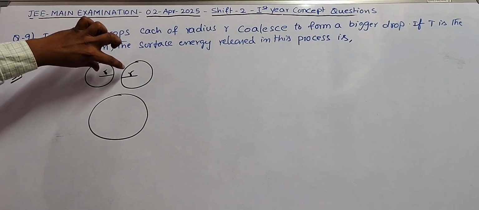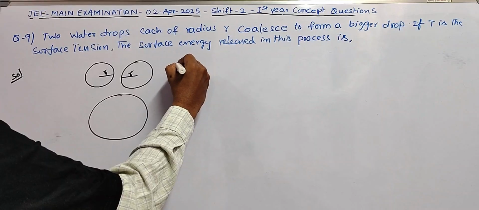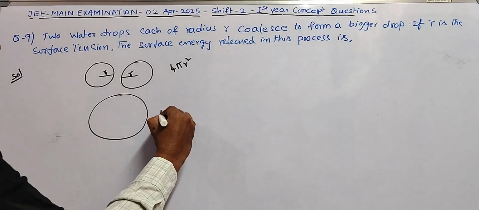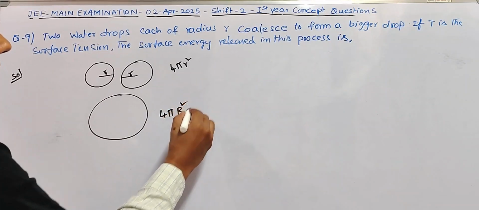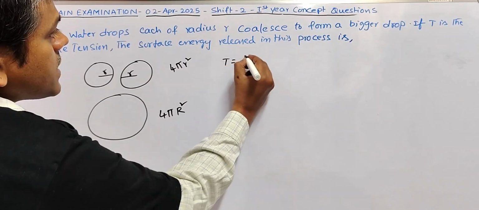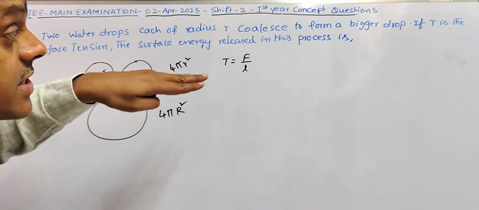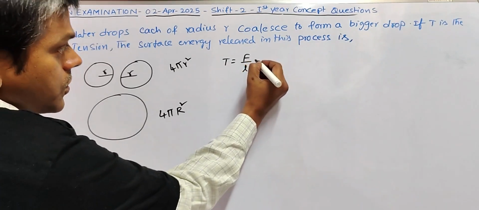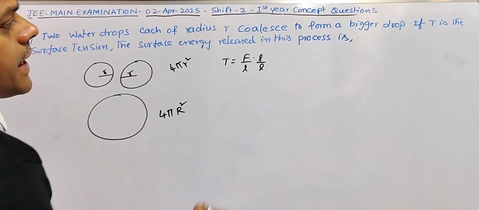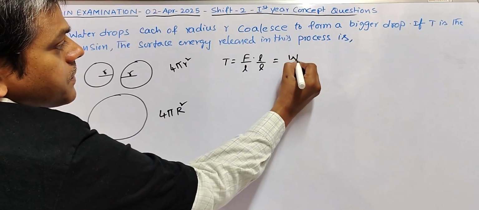Generally, 2 water drops have a surface area equal to 4 pi r square each. Now these 2 form a bigger drop, so a change takes place in its surface area. You know, surface tension T is equal to force, the normal force acting per unit length on a free surface of a liquid. Now, for convenience, I would like to multiply by L and divide by L also. So you get force into length, which is nothing but work, divided by.